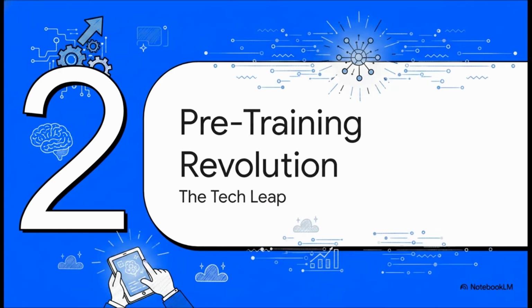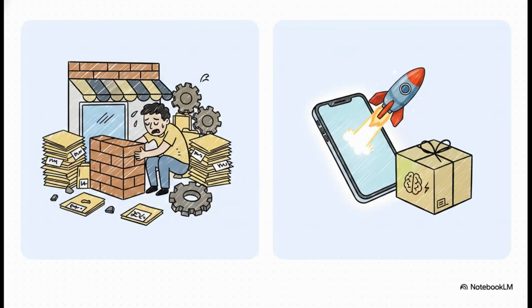Moving right along to section 2, the pre-training revolution. Now, how did we even get here? Well, building traditional machine learning models used to be like opening a local neighborhood grocery store completely from scratch. You had to find a location, get all the licenses, hire staff, collect massive amounts of data, manually label every piece of it, and train it on ridiculously expensive GPUs for months.